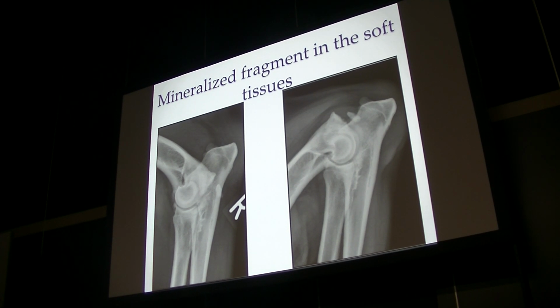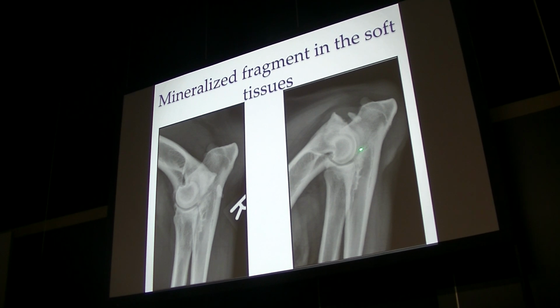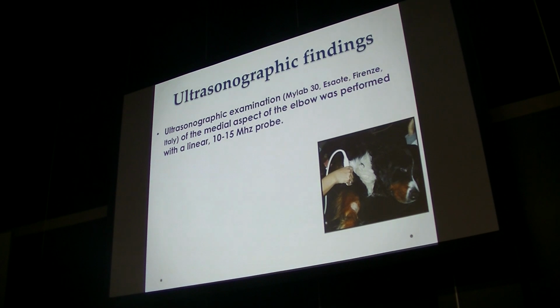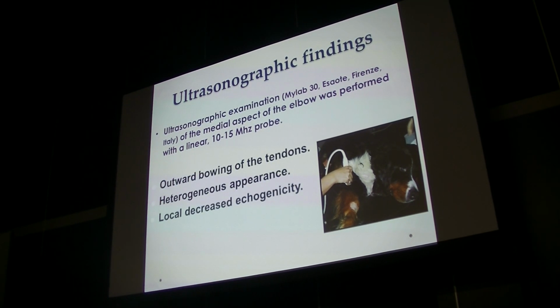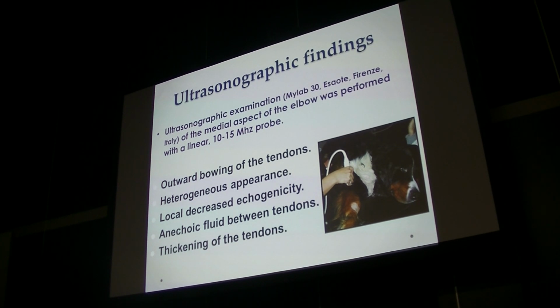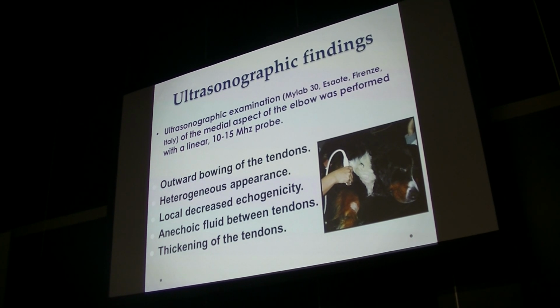And these are the easy ones where we pick up the mineralized fragments. And if we perform a flexed X-ray of the same, we see the movement of the fragment. So by flexing the joint, the fragment in the tendons will move as well. A small irregularity, small tip, and irregular delineation. So what about ultrasound? Ultrasound can be used, and it's very usable in these cases.